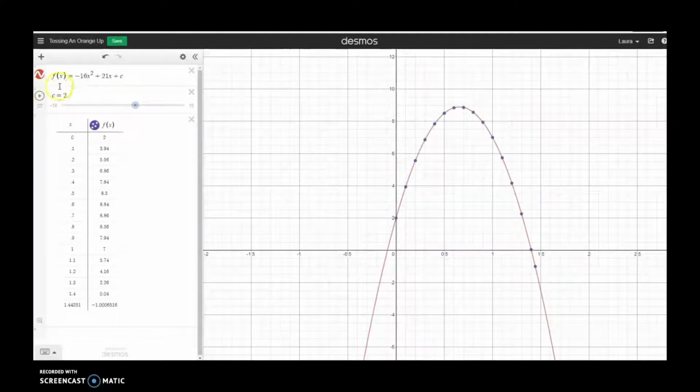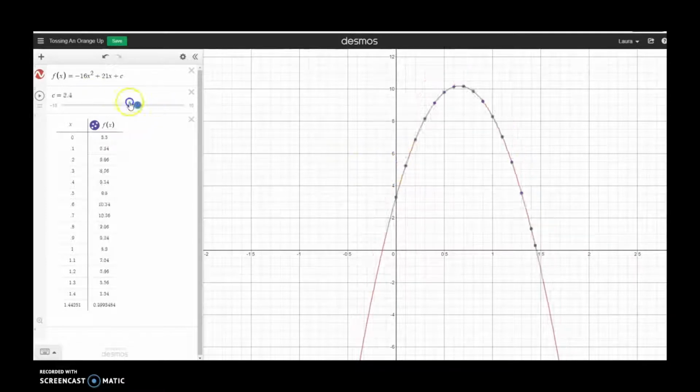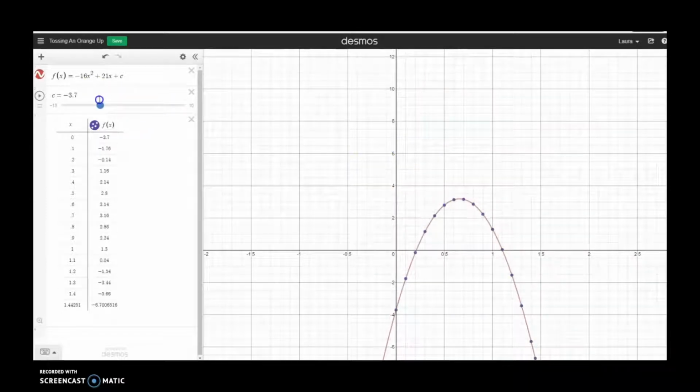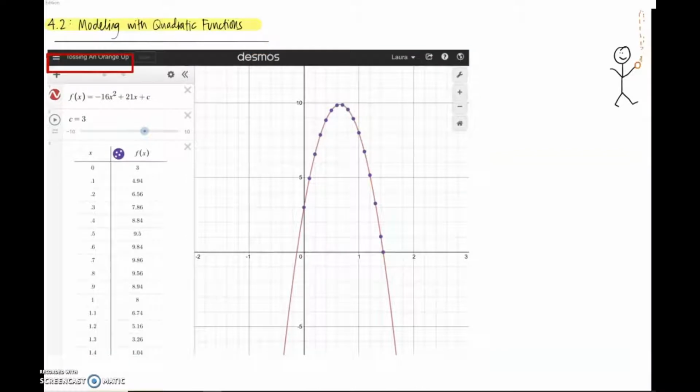When C equals 2, where is the y-intercept of this graph? Oh, it's right at 2. When C equals 5.5, we see that the y-intercept is at 5.5. When C equals negative 3, we see that this graph, this parabola-shaped thing, has a y-intercept of negative 3. In this function here, the C represents the y-intercept of the function.